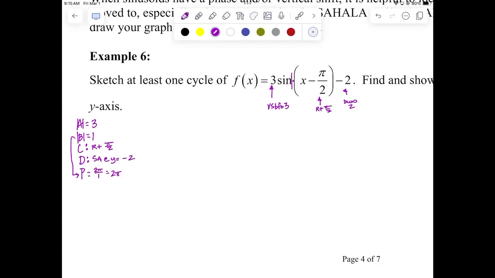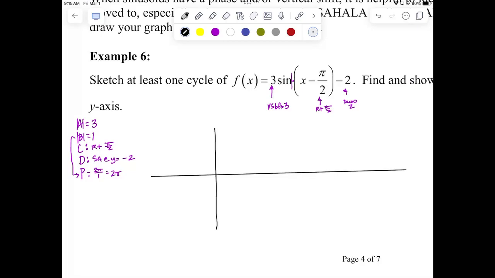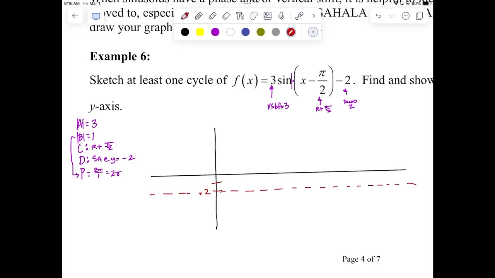Let's go ahead and start sketching our graph if you want. Here's the y-axis. Here's the x-axis. Looks like that. I go to my D value first. If I'm going to do my vertical axis, I have to come down here to -2. And then I draw in a dotted line. We have a new sinusoidal axis.